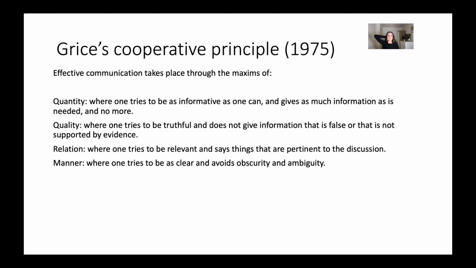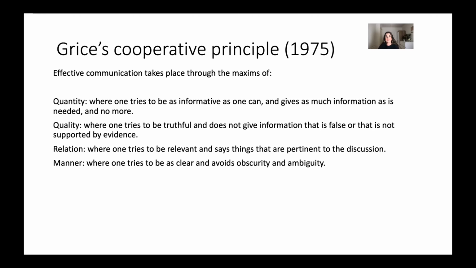So Grice's cooperative principle, again, might be familiar to some of you. This is an idea from discourse analysis that states that effective communication takes place through the maxims of quantity, quality, relation, and manner. So quantity means one tries to be as informative as one can and give as much information as is needed and no more within cooperative communication. And quality is the idea that you try to be truthful and do not give information that is false. And relation is where one tries to be relevant and say things that are relevant to the discussion. And manner is where someone tries to be clear and avoid obscurity and ambiguity.